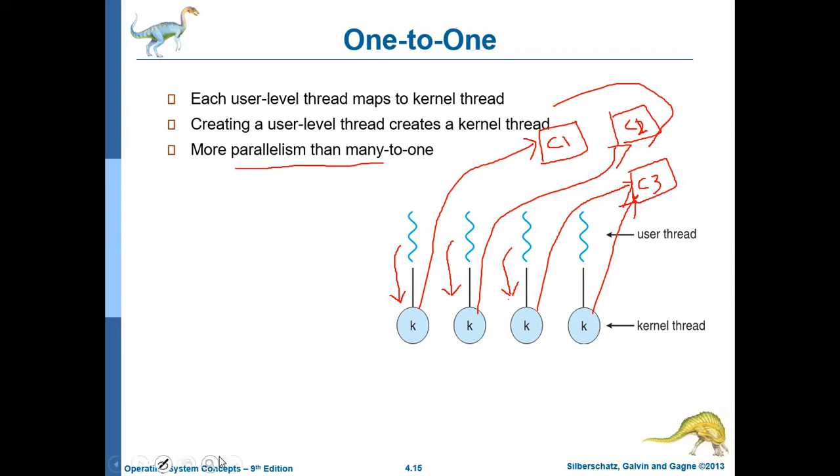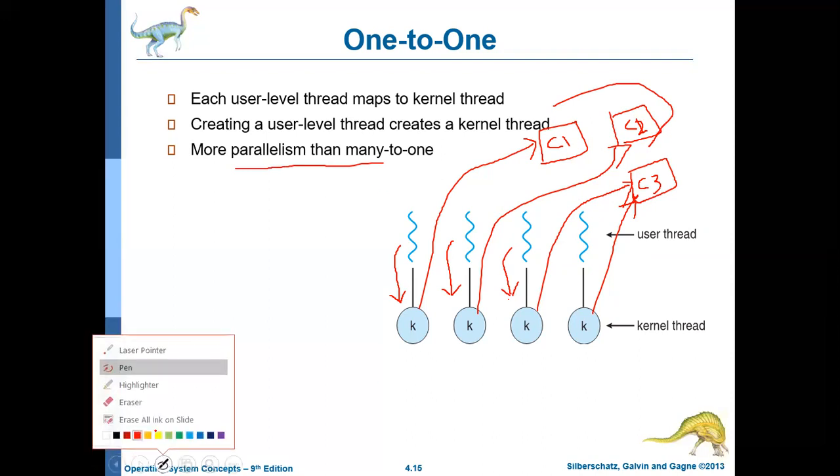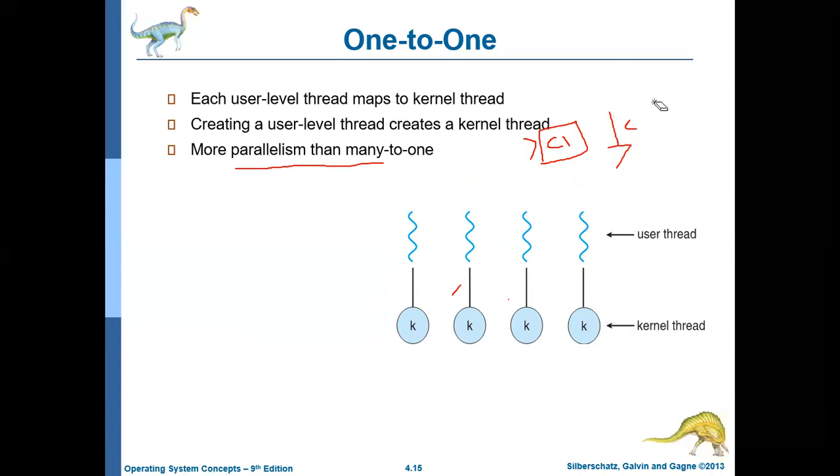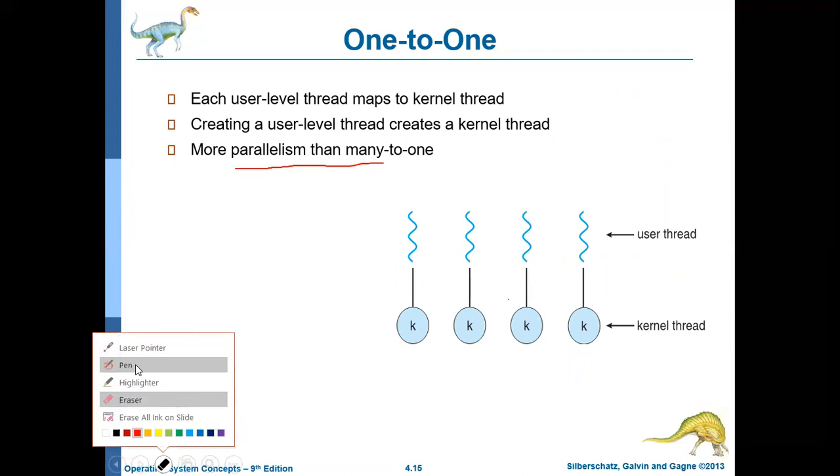But the disadvantage of this model is that normally you cannot have many threads, because for every user thread you should have a kernel thread. And creating a kernel thread is a costly operation, because whenever you create a user thread, you need a kernel thread.